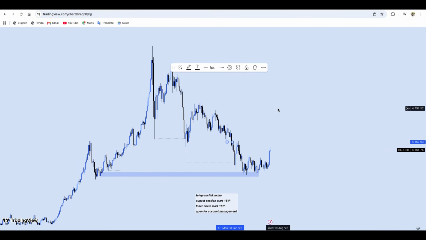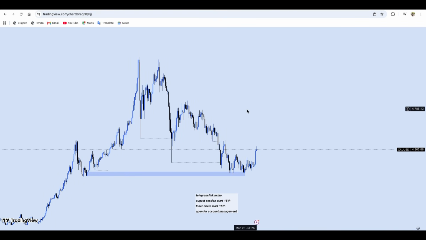Boss, I'm milking on this chart you give us. Amazing, that's perfect. That's perfect.